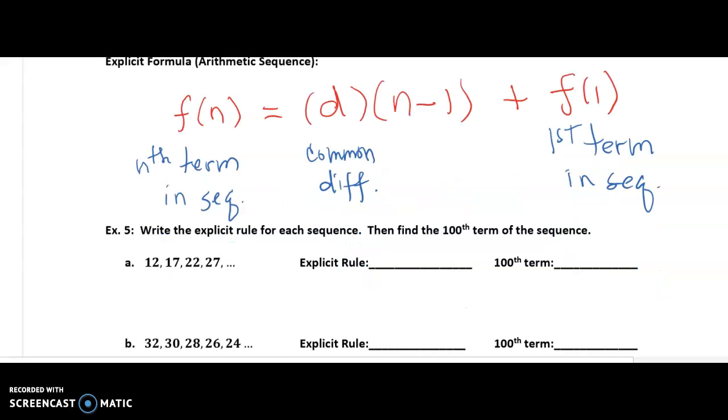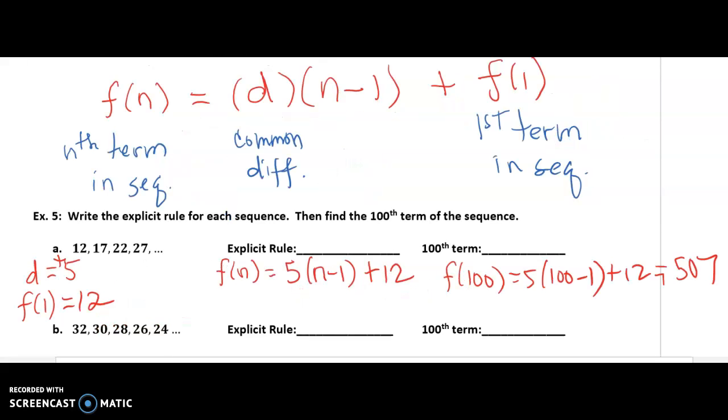All right, to write an explicit rule for part A, we first need to figure out the common difference, and that it's an arithmetic sequence. So we see we need to add 5. Also, we notice that the first term in the sequence is 12. Hey, that's all we need to write this explicit rule. Let's write that rule. f of n equals 5 times (n minus 1) plus 12. That's the explicit rule.